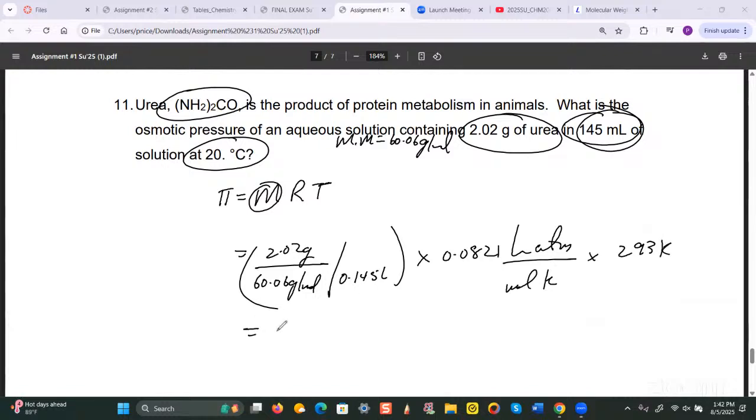And that's it. So let's see, 2.02 divided by 60.06 divided by 0.145, and then I multiply by 0.0821, and then I multiply by 293. And according to my calculation, this works out to be equal to 5, how many sig figs? 3 sig figs, so 5.58. And the units here would be atmospheres, because the gram units will cancel out, the mole units will cancel out, the liters unit will cancel out, the Kelvin units will cancel out, so you're left with atmospheres as your final unit. All right?